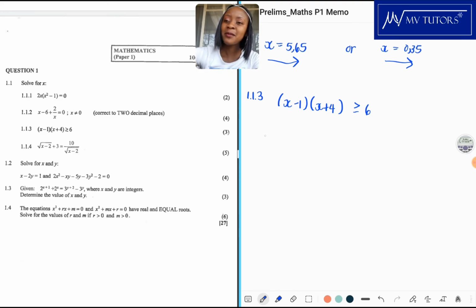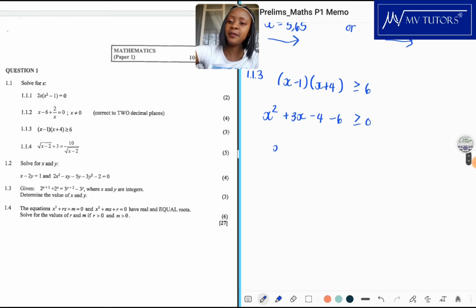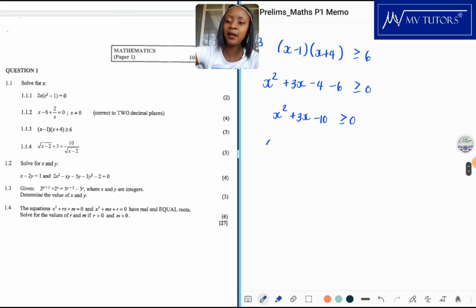So if you multiply out the brackets, we're going to get x squared, then minus x plus 4x, so that's just plus 3x, and then minus 4. Bring the 6 to the other side, that will be minus 6, bigger and equal to 0. If we simplify that, it would be x squared plus 3x minus 10, bigger and equal to 0. So the factors of 10 that will give me 3, I'm thinking 2 and 5. And we have a negative 10, so that helps as well.